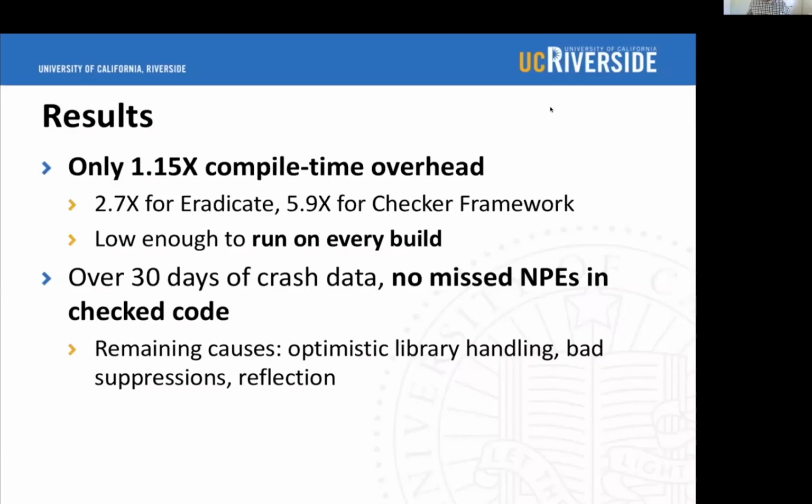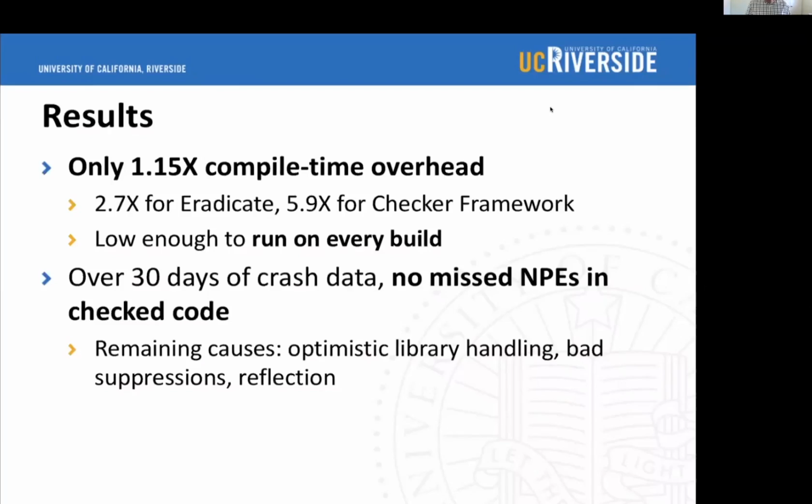In terms of the code that NullAway was fully checking, so excluding third-party libraries, none of our unsound assumptions actually led to any null pointer exceptions. So the remaining causes of the actual exceptions were optimistic handling of libraries or bad suppressions. So NullAway has a way for a developer to just suppress a warning and say, please just ignore this. And sometimes those suppressions were wrong and leading to crashes. And finally, there was some complex reflective code that NullAway did not handle.